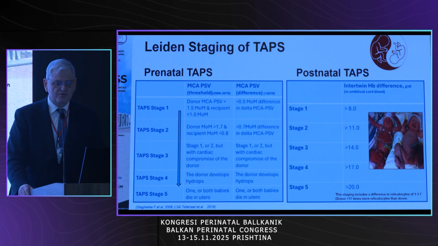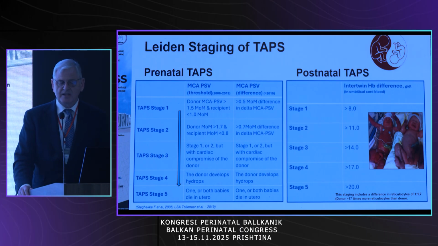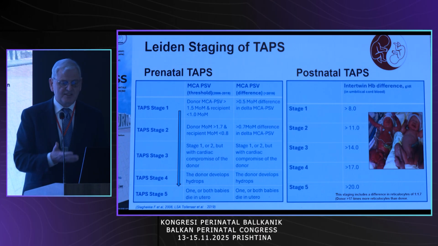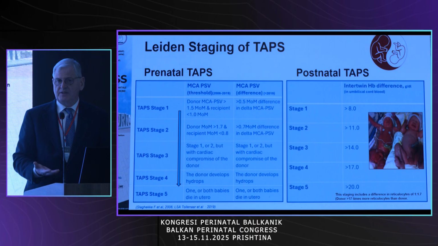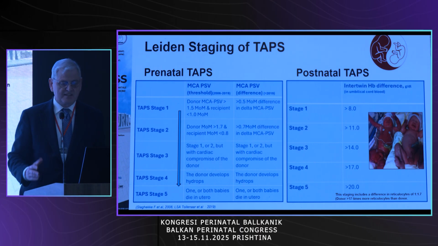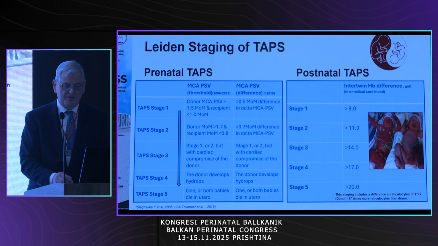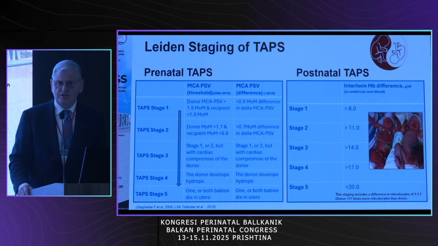And this corresponds to, as you can see in the postnatal period, if untreated, a discordance in fetal hemoglobin, with stage 1 having a discordance in fetal hemoglobin of greater than 8 grams down to quite severe changes and anemic and polycythemic features in the fetus, and also changes in reticulocyte count in the donor fetus.